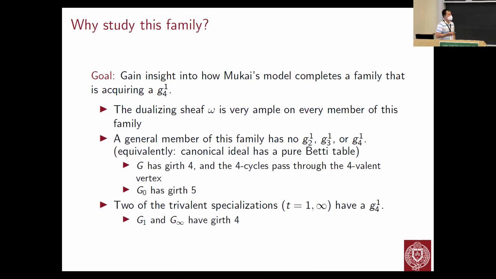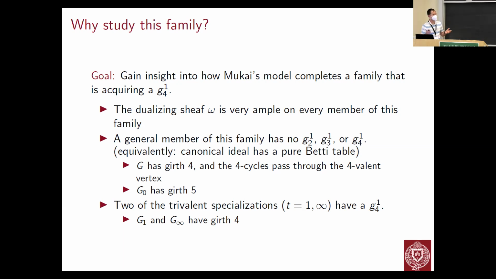Next, for a general member of this family, either when you're looking at the version that has a 4-valent node, or if you're looking at G0, the corresponding Bayer-Eisenbud graph curve is general in the sense of Mukai's paper. It has no G12, G13, or G14. On the other hand, if you look at the other 2 specializations, they do pick up a G1 4. And so for me, this was meant to be an example that would be computationally tractable and maybe tell me what's going on in Mukai space as a family acquires a G1 4.